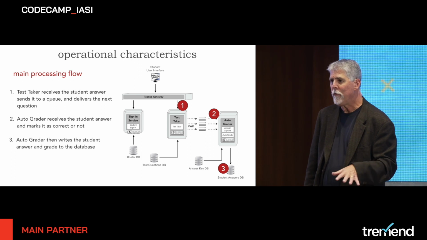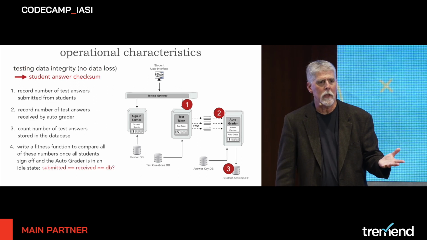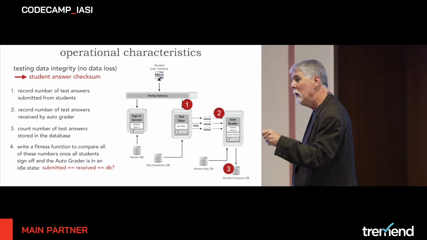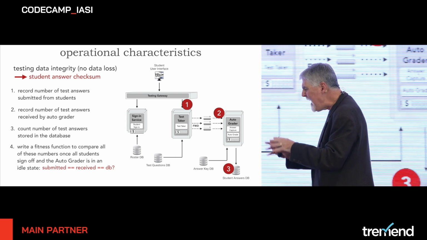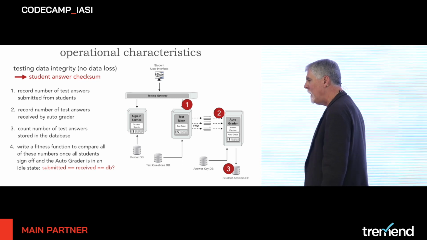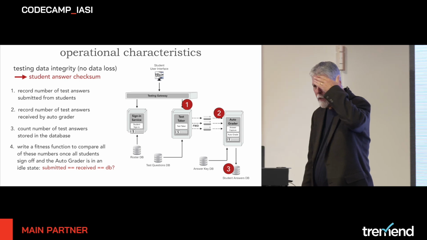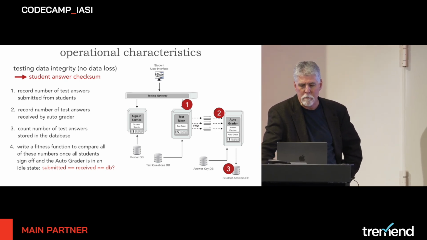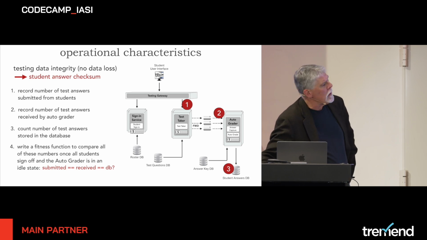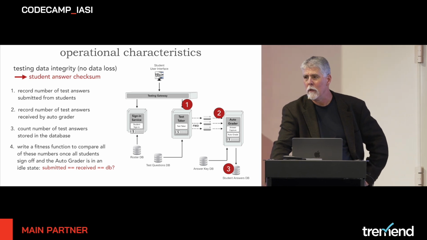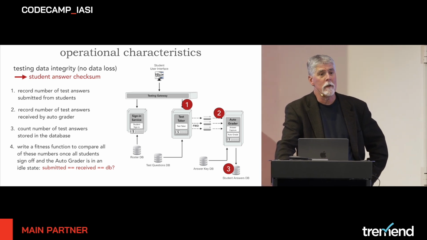Let's write a fitness function for data integrity. It is absolutely imperative that we don't lose student answers on any sort of system crash. We can't lose any answers. Okay, let's write that fitness function. This is testing for no data loss. We can call that data integrity. Any ideas of how we can make sure that we're not losing any answers? This one's pretty straightforward. Yeah, we can do a simple checksum, can't we?